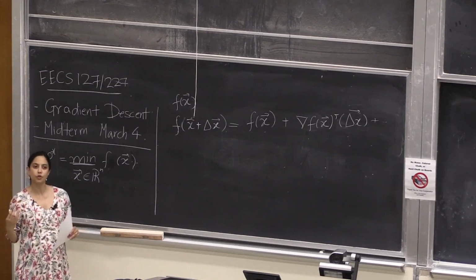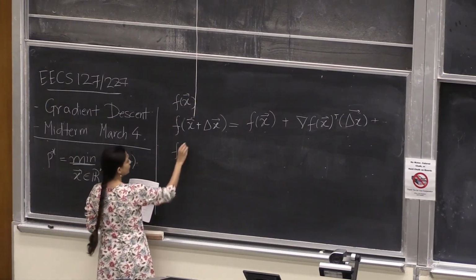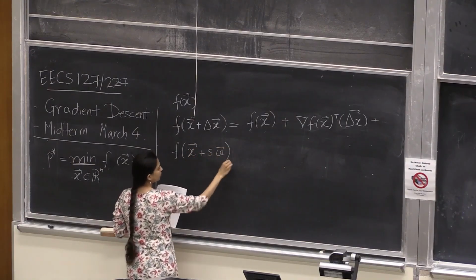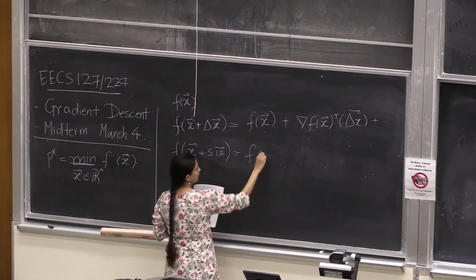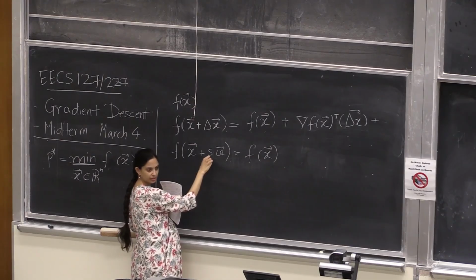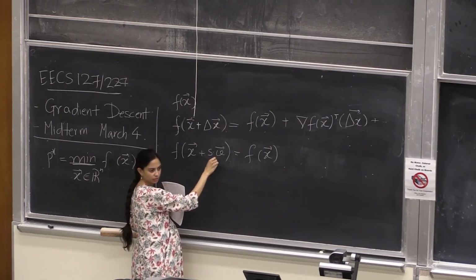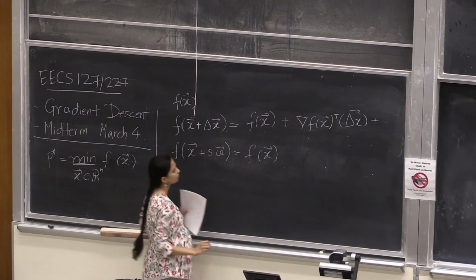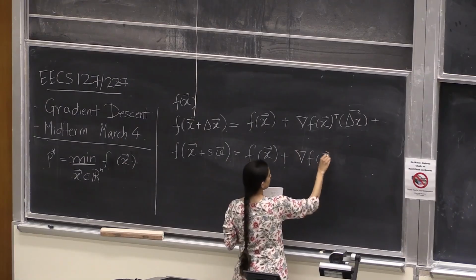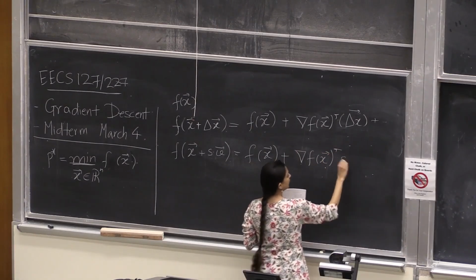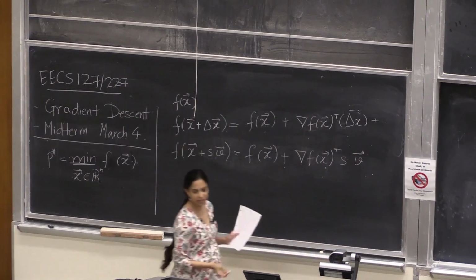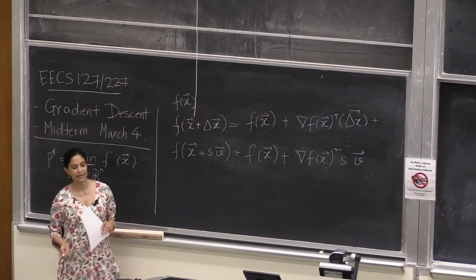So how can I choose delta x? A standard way in which this is sometimes written, this is exactly the same thing. But instead of writing delta x, I can write this as s, which is a step size, and v, which is a direction. OK? Times s times v, right? Just saying delta x is equal to s times v. S is a scalar.